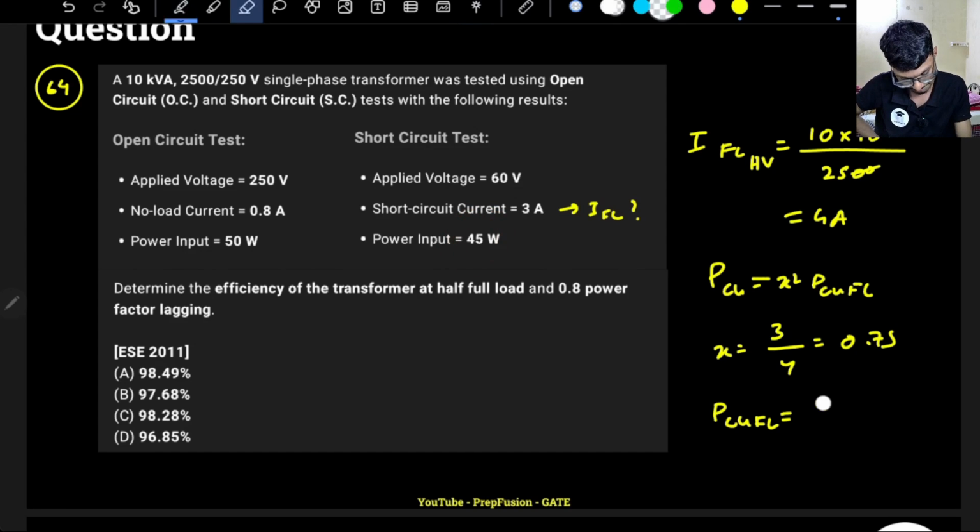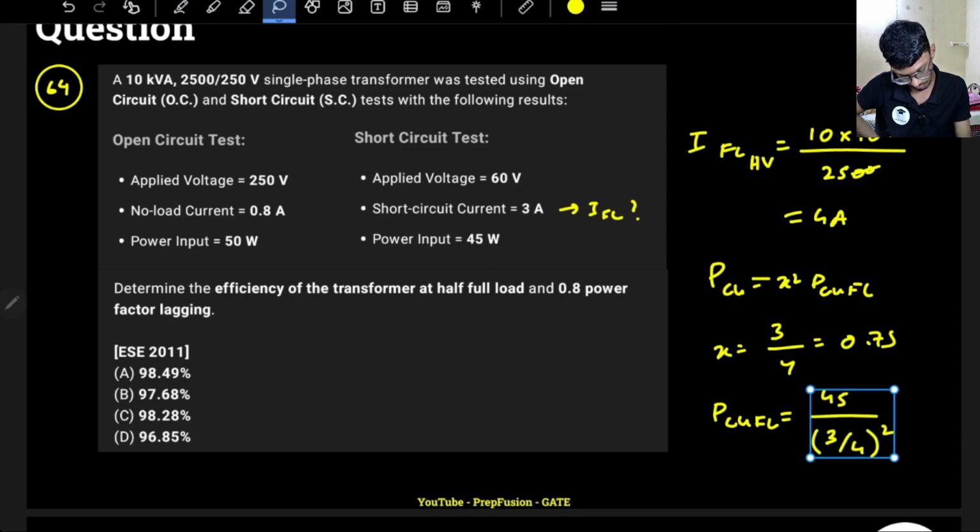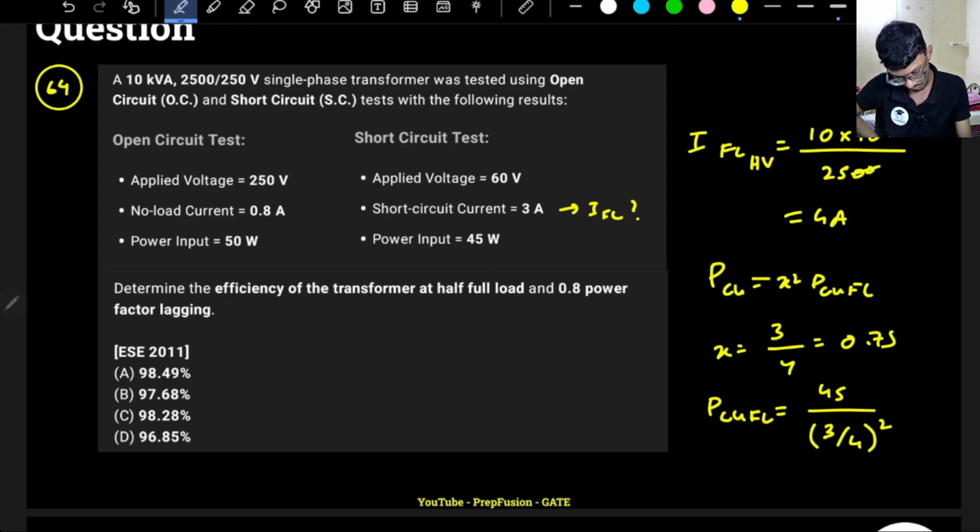So 45 divided by the X square. So this will be 3 by 4 whole square. So this will be basically 16 divided by 9. So 9 is 5. 5 into 16, this is 80 watts. So PCUFL will be 80 watts.